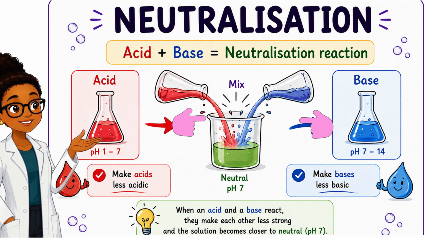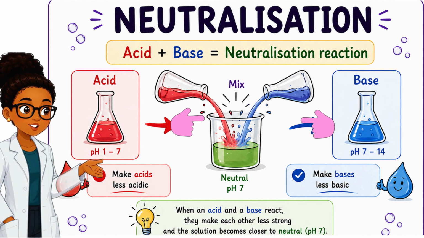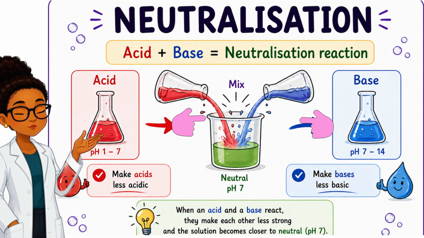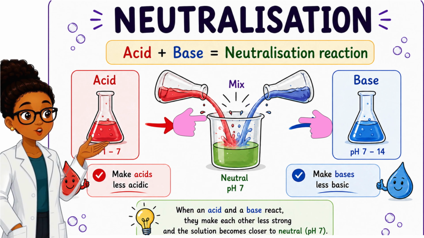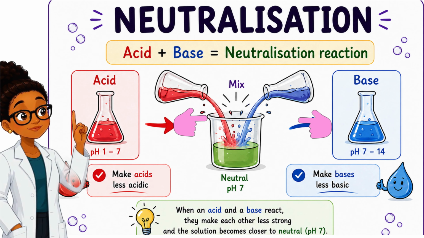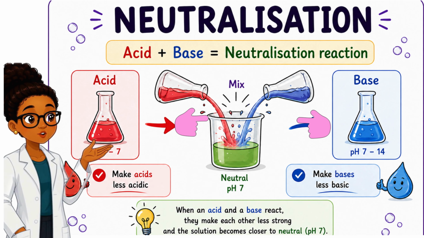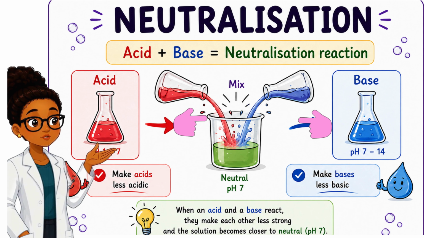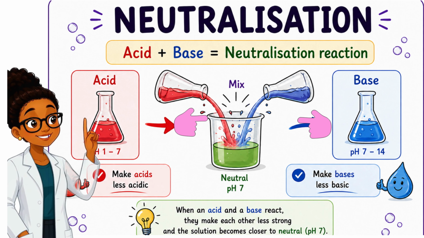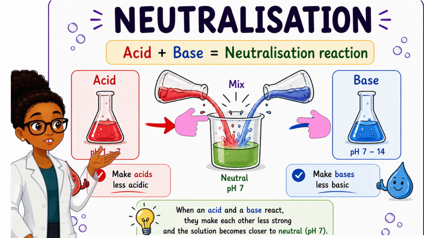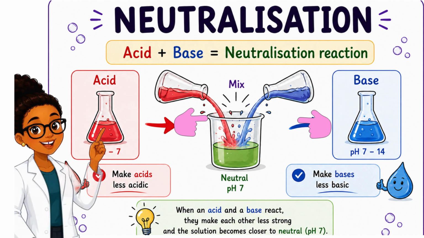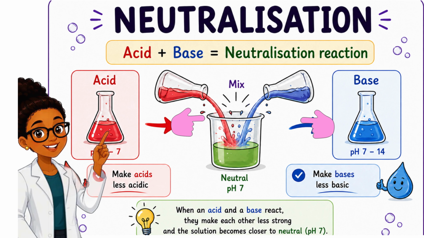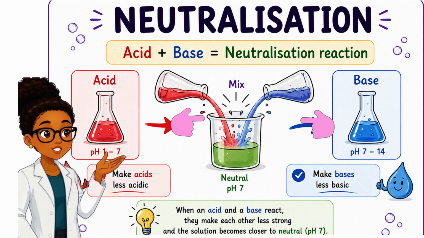Now let's learn about neutralization. Neutralization happens when an acid and a base react with each other. During this reaction, the acid becomes less acidic and the base becomes less basic. You can think of it as two opposites balancing each other out. Neutralization also happens in everyday life. For example, when you take medicine for heartburn or stomach acid, the medicine helps to neutralize the extra acid in your stomach.